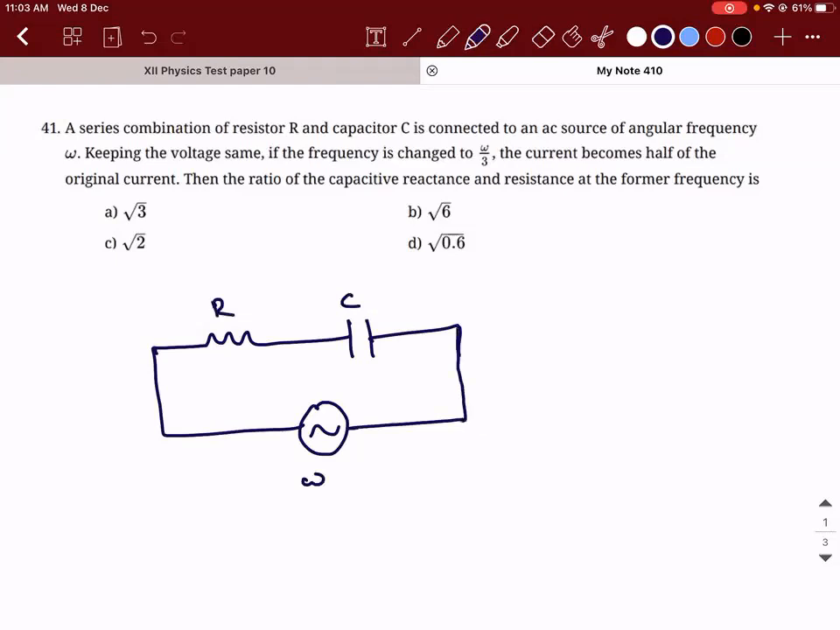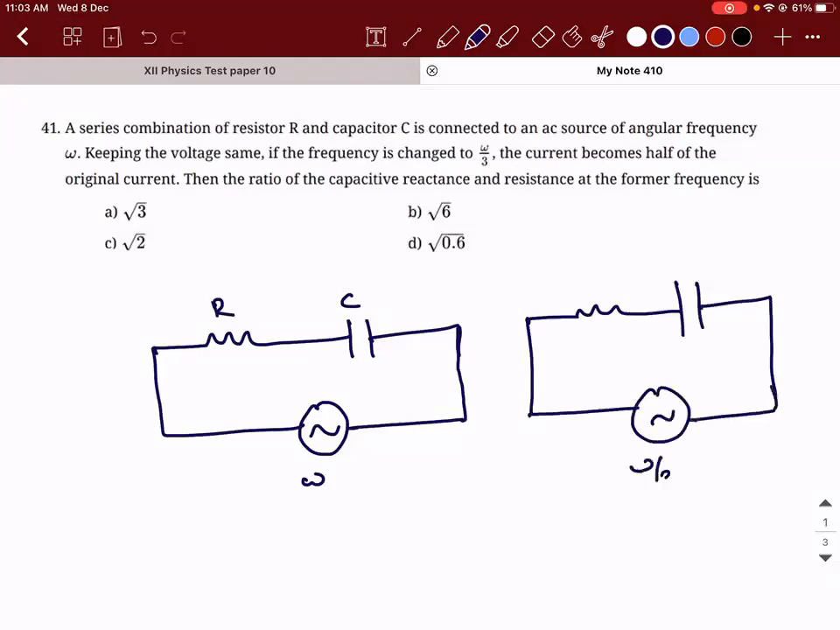Okay. If the frequency is changed to omega by 3, the current becomes half the original current. So if I say the current here is I, here it becomes R, here it is R, and still the same C is connected. But can you tell me, by changing the frequency, what parameter is going to change in this circuit?